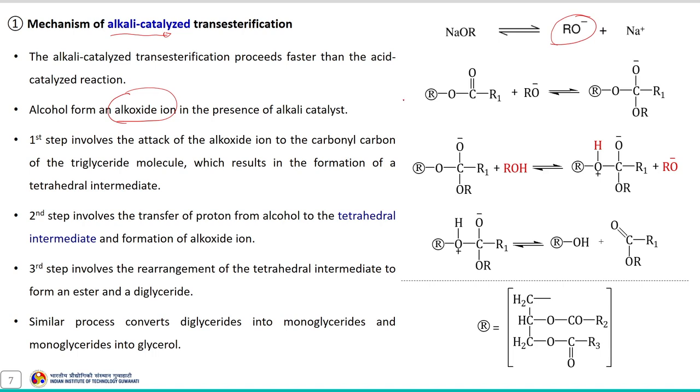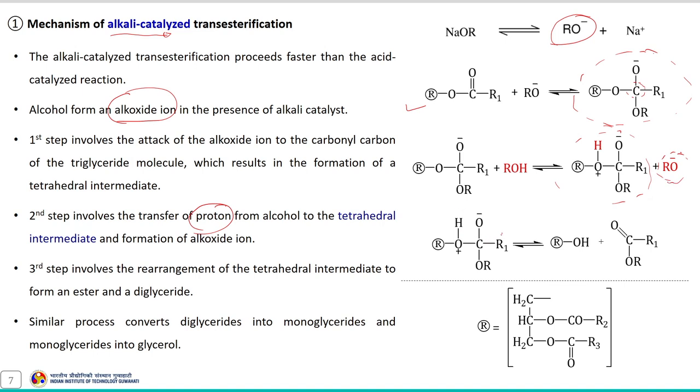And in the first step, the attack of this alkoxide ion on the carbonyl carbon of the triglyceride molecule results in the formation of a tetrahedral intermediate. And the second step involves the transfer of a proton from the alcohol to this tetrahedral intermediate and the formation of this alkoxide ion.